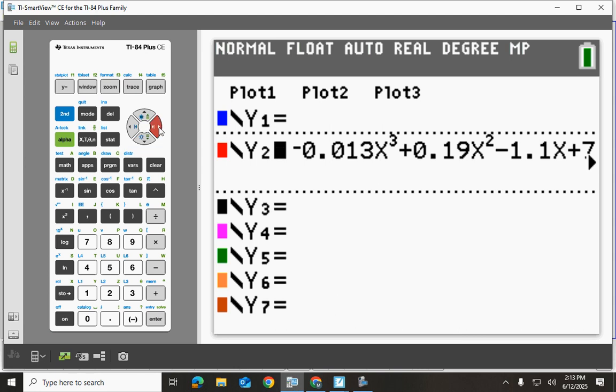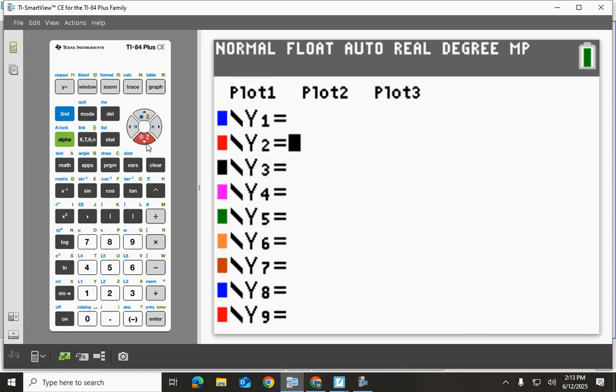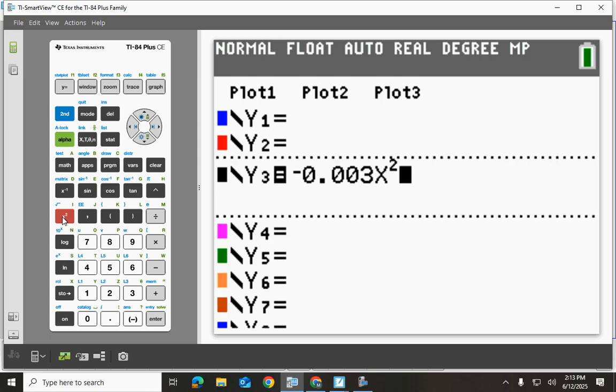Oh boy, there we go. Okay, I'm just going to stick with that. Okay, so negative 0.003 x squared. Now I've forgotten 0.522x.